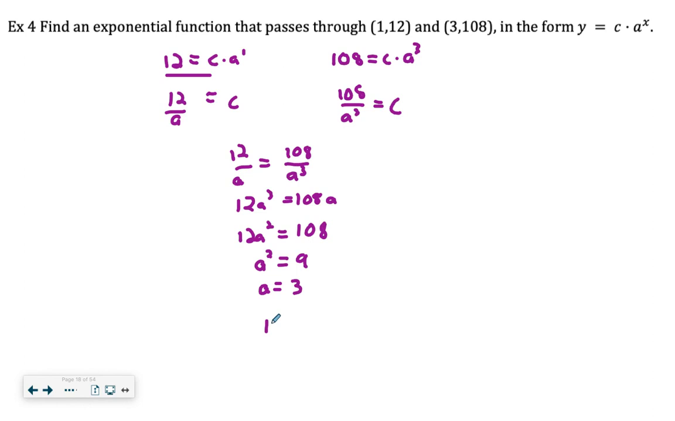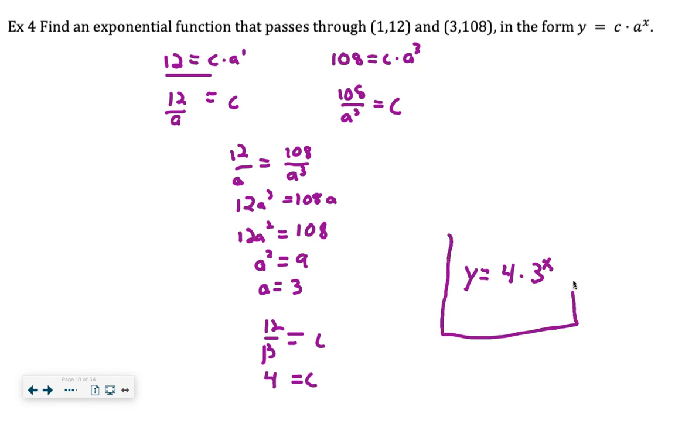So if I plug that in there, I'll have 12 over 3 equals c, and 12 over 3 is just 4. My final answer then, taking these two values and writing a function, is going to be y equals 4, which is my c value, times 3, which is my a value, to the x. Okay, so that's my final answer, that function. This graph would include both of those points in an exponential form.